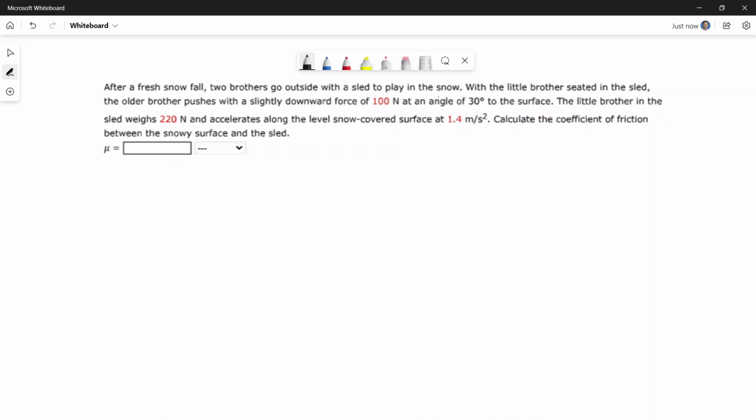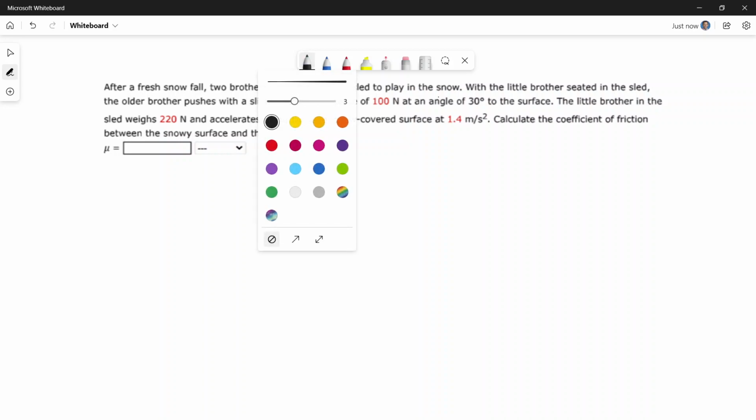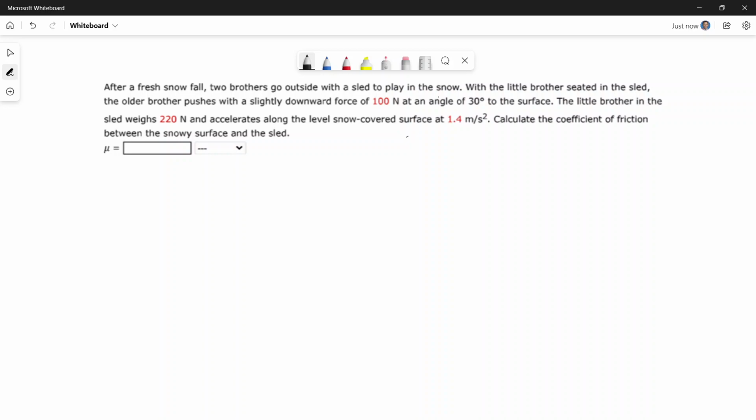This is the dynamics problem where you have an angled applied force causing an object to accelerate. As with any dynamics problem, we're looking at forces acting on an object. We want to consider whether the object is accelerating. And in this case, we have a sled being pushed at an angle, and they do in fact accelerate.